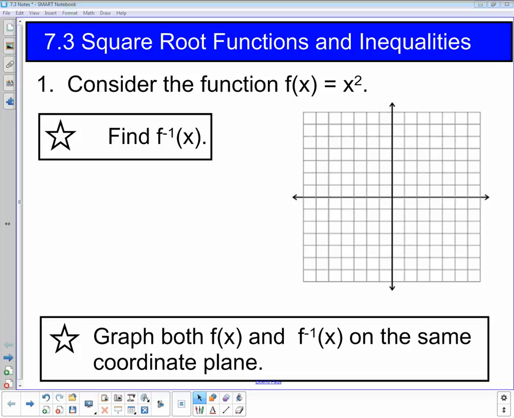All right, welcome to our third notes video for Chapter 7. We're doing square root functions and inequalities. So the first thing we're going to do is consider the function f of x equals x squared.